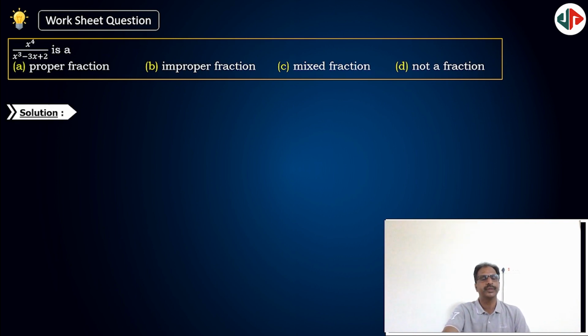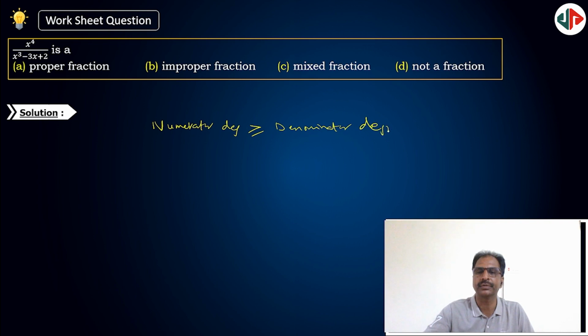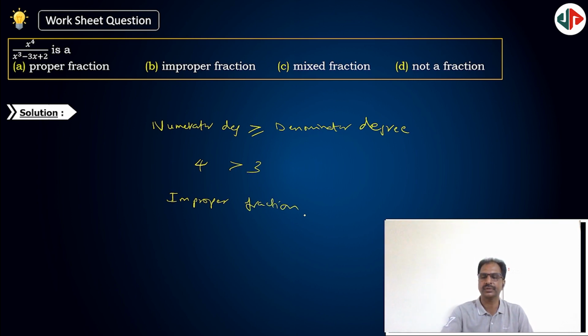Now here numerator degree is 4. If numerator degree is greater than or equal to denominator degree, then it is known as improper fraction. Here numerator degree is 4, denominator degree is 3, 4 is greater than 3, so it is known as improper fraction. Even if degrees are equal also, it is known as improper. Whenever numerator degree is less than denominator degree, it is known as proper fraction. So option B.